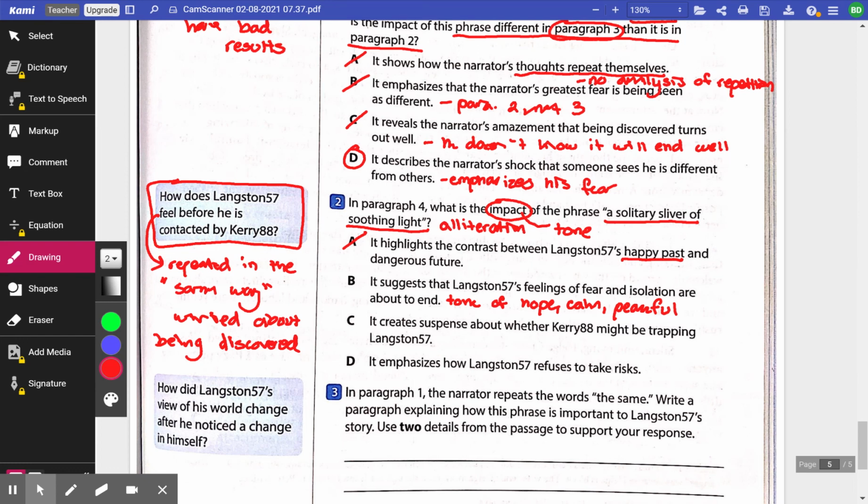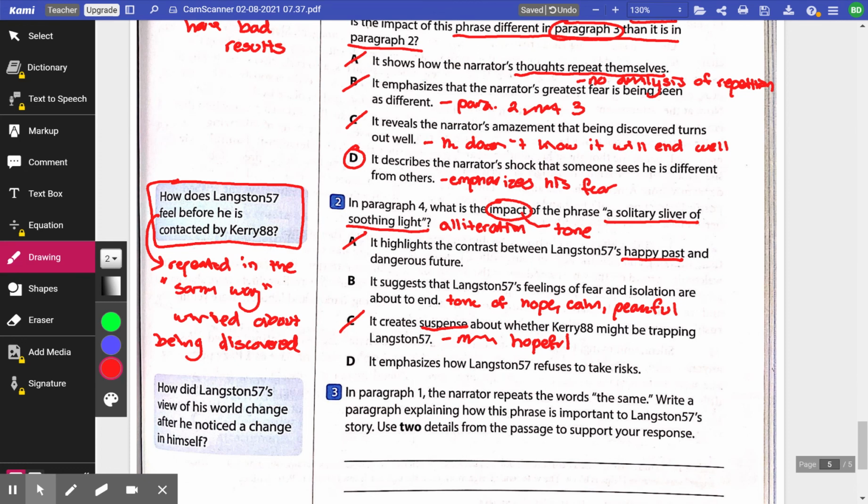So answer choice C says it creates suspense about whether Carrie 88 might be trapping Langston. With that phrase, solitary sliver of soothing light, there's nothing really suspenseful about that. It's more hopeful than anything. So I'm going to mark out answer choice C, because this one is definitely more hopeful than suspenseful.